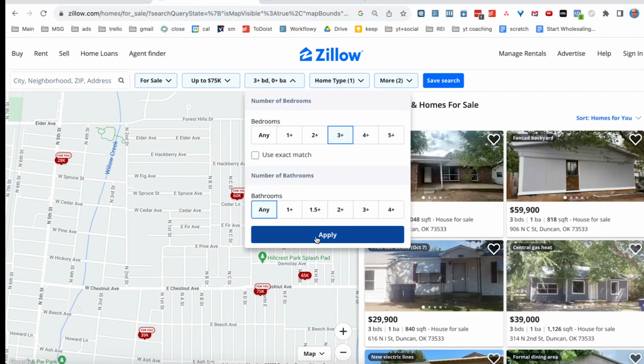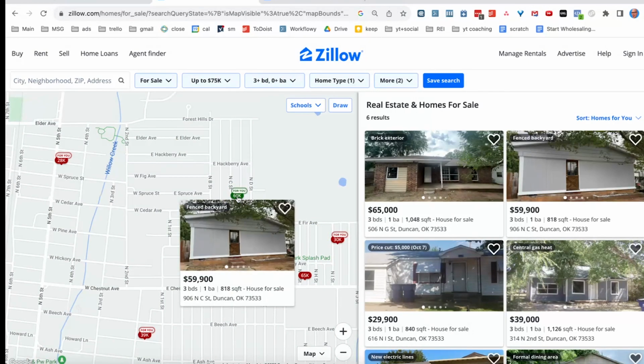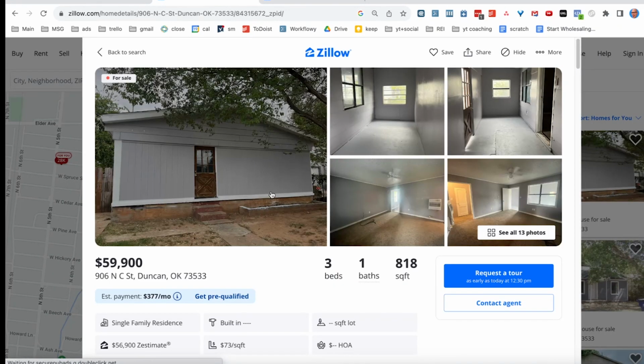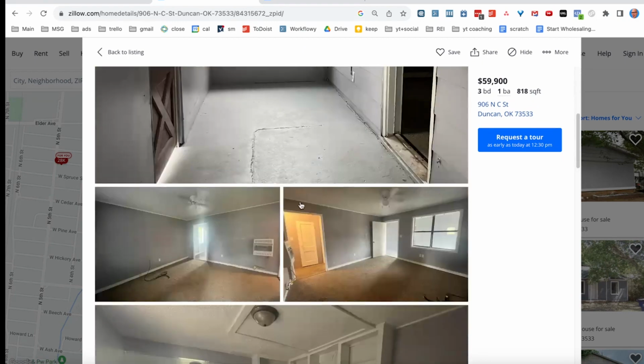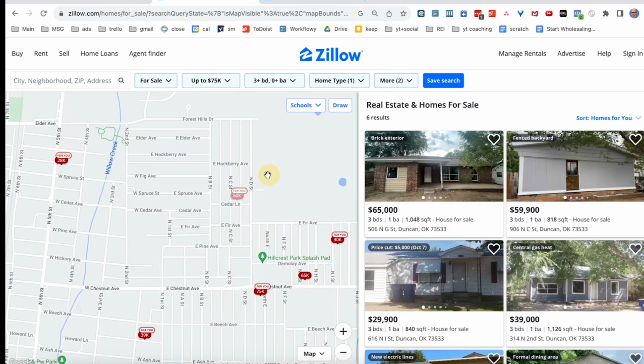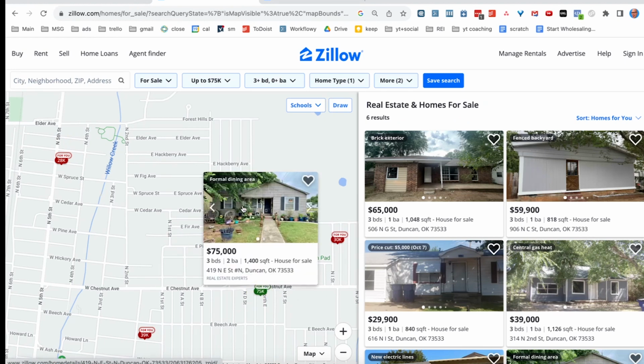So I'm going to go 3 bedrooms. I'm going to see what available inventory. So somebody could buy this 3 bedroom. It is a smaller house. Let's see here. It's okay. It's rental grade inventory. This is 75.